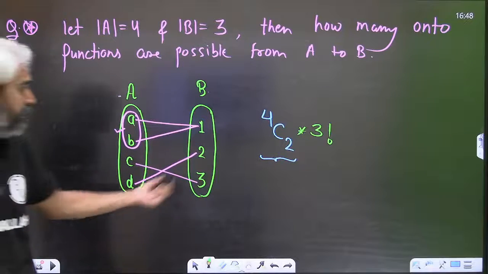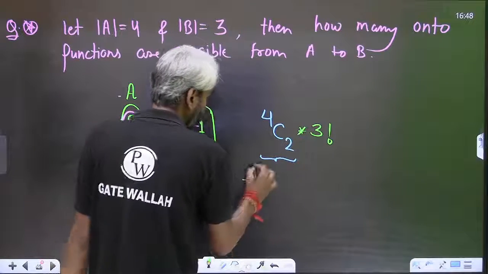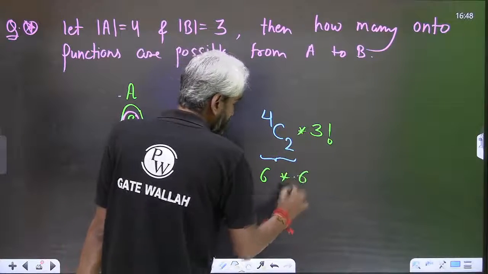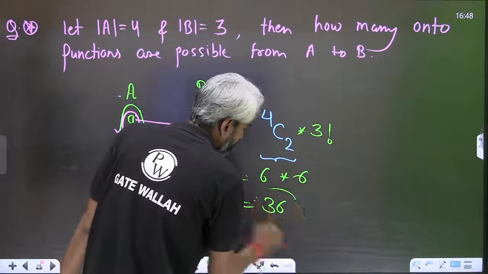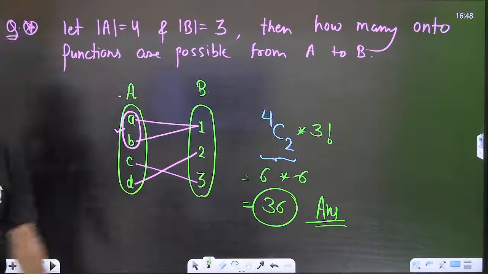So this will be nothing but 4C2 into 3 factorial. So 4C2 is 6, 3 factorial is 6, and the final answer will be 36. Clear?